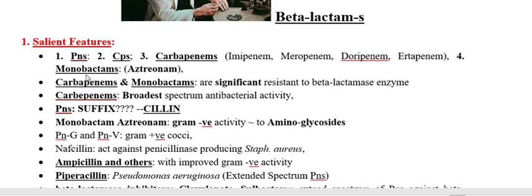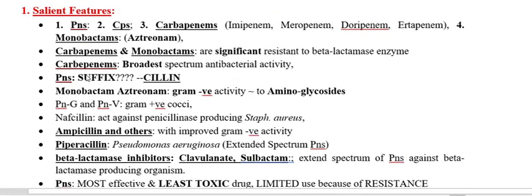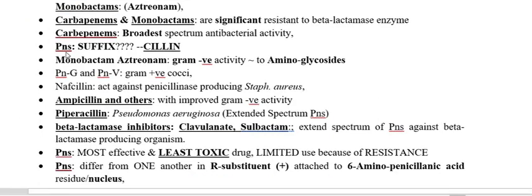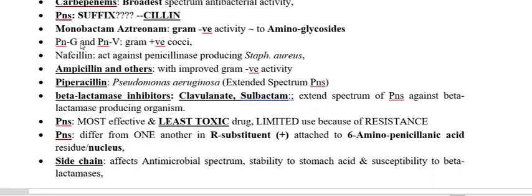So first we have to discuss the penicillins. But before going through that, we have to discuss the salient features. When you go through the antibiotics, in the majority of cases you will find the antibiotic possesses the suffix "-cillin", like ampicillin, amoxicillin, cloxacillin, dicloxacillin. So in the majority of penicillins, you will find the suffix "-cillin".